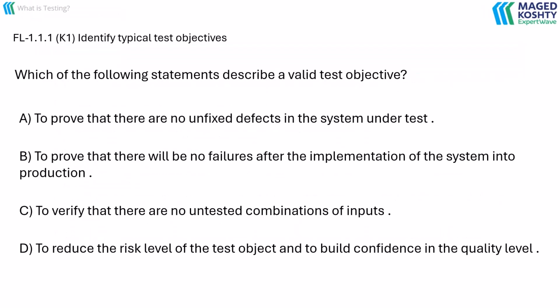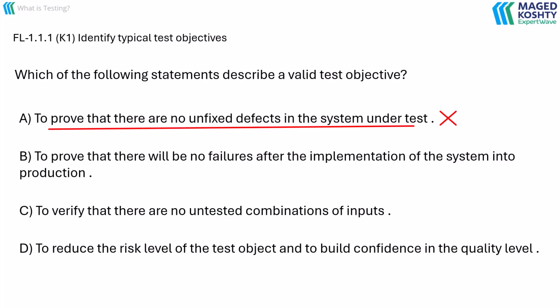So let us look at the answer options of the first question. We can see option A, to prove that there are no unfixed defects in the system under test. This is against the first testing principle. Testing shows the presence of defects, not their absence. We can't prove that there are no more defects in the system under test.